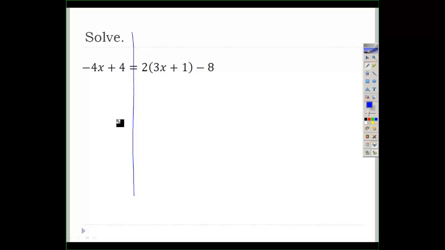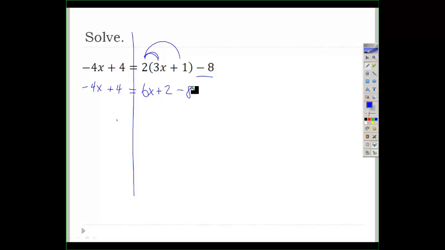I'm going to take this 2 times the 3x and this positive 2 times the positive 1. On the left-hand side, nothing's going to change for right now. I'm just going to leave it negative 4x plus 4 equals now my distributive property. And remember that 2 doesn't go into every single part over there. I'm not multiplying 2 times negative 8 out here. I'm just multiplying it by the parts on the inside of the parentheses. 2 times 3x is 6x. And 2 times 1, positive 1, is positive 2. I still have this minus 8 out here, so he has to stay out there.